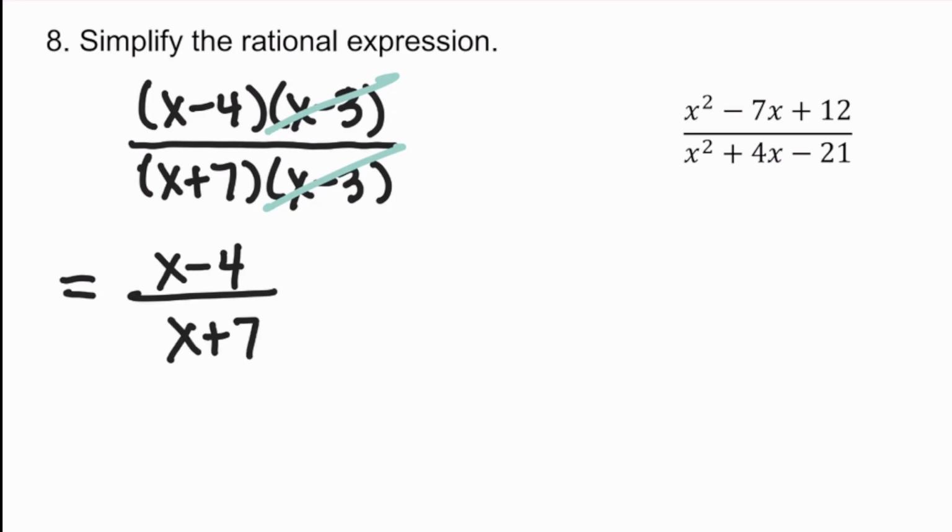And this expression would be equivalent just as long as x was not equal to 3. Because if x was equal to 3, then the simplified expression would have a value, whereas for the original one, you have 0 over 0, which is undefined.